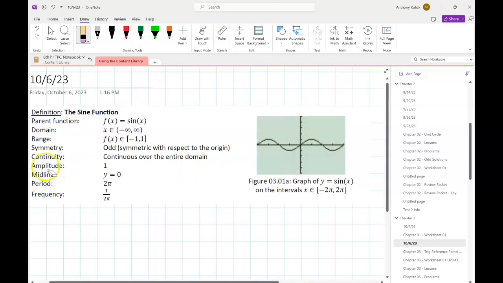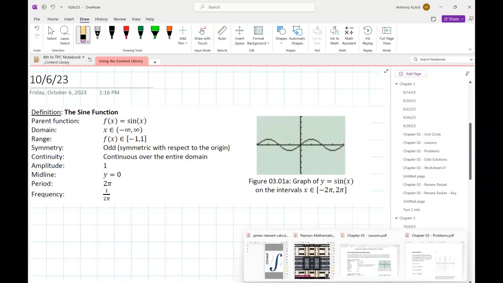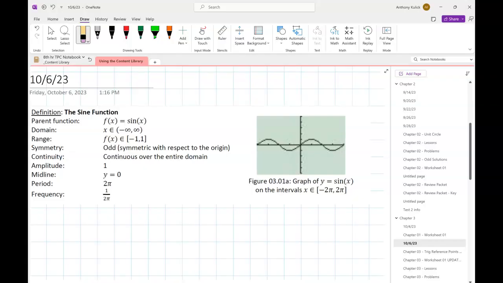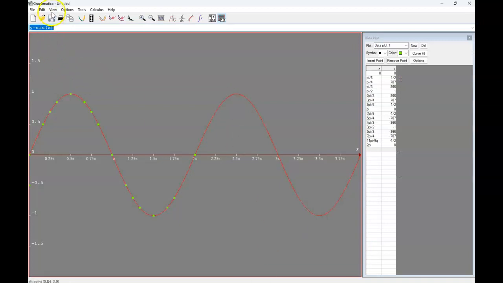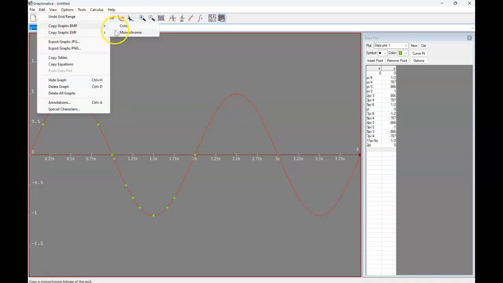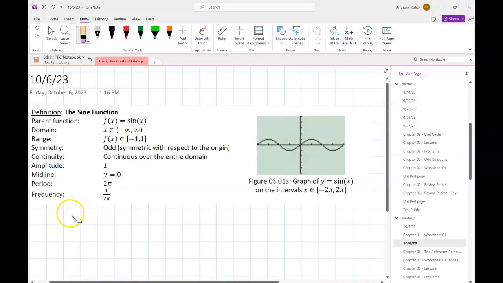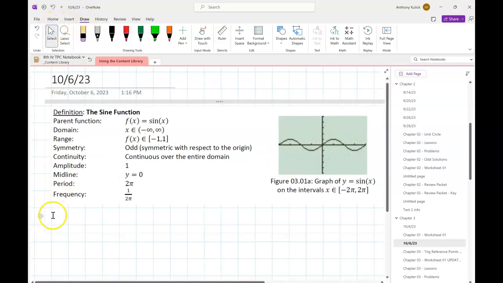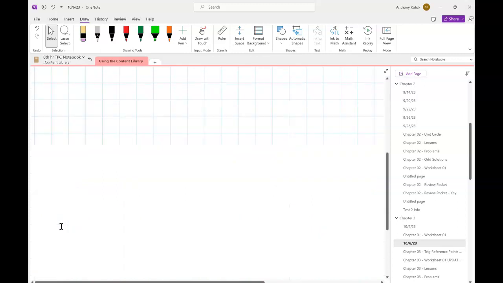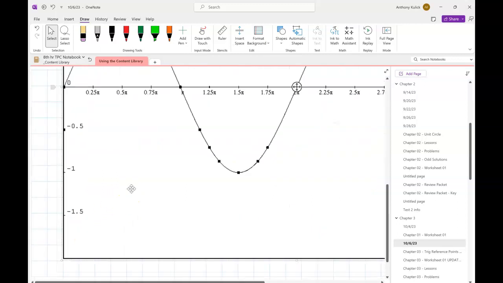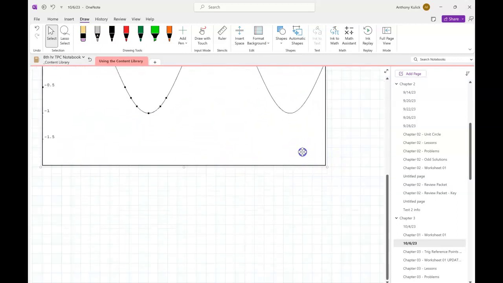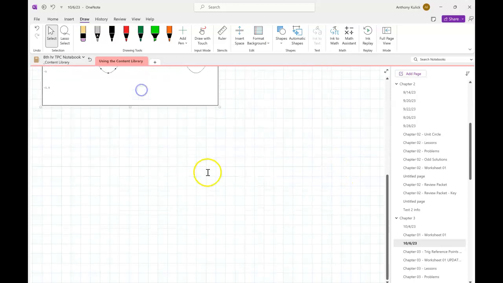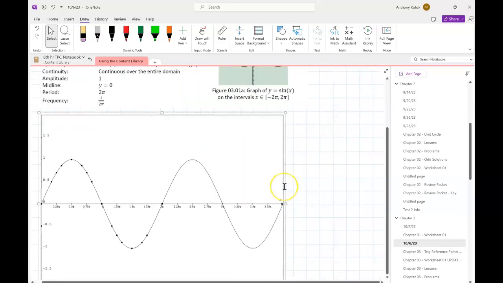And then we have these terms for amplitude, midline, period, frequency, and then some values here. Let's explain what those things mean. So I'm going to draw a picture to describe what amplitude, midline, period, and frequency are first, and then we'll define them in words in a moment. But I want to do it visually, because the words can be kind of hard to understand sometimes.